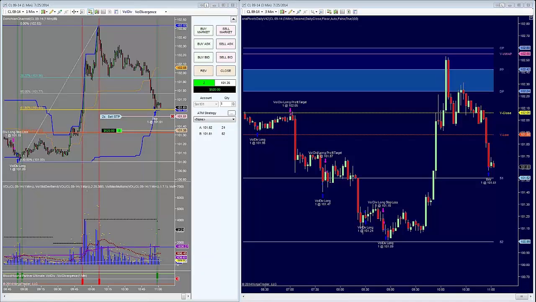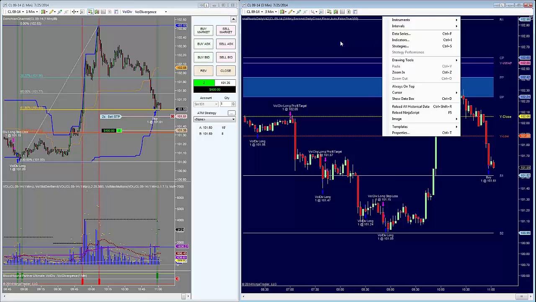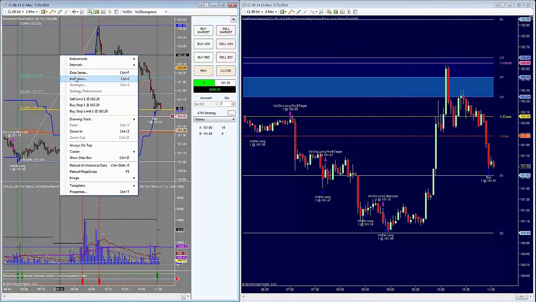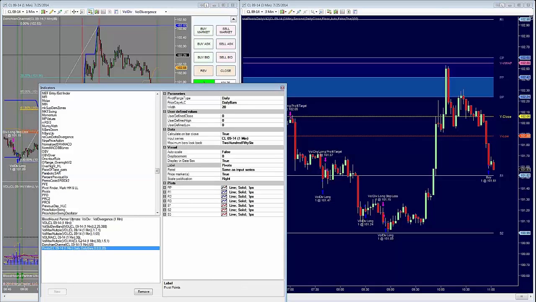Here's what we're going to do. I'm going to show you how to work with this pivots indicator. Now, the one that comes with Ninja, let me just add it over here on the left. This is the standard pivots indicator from Ninja.